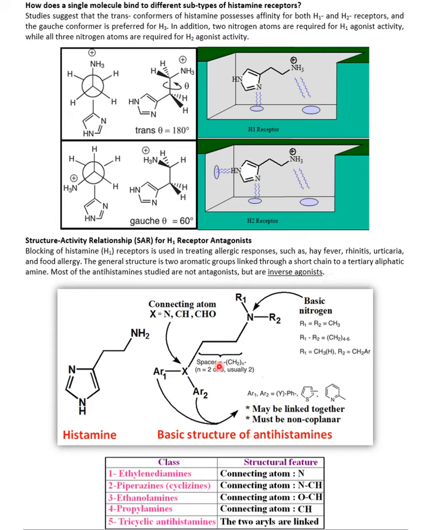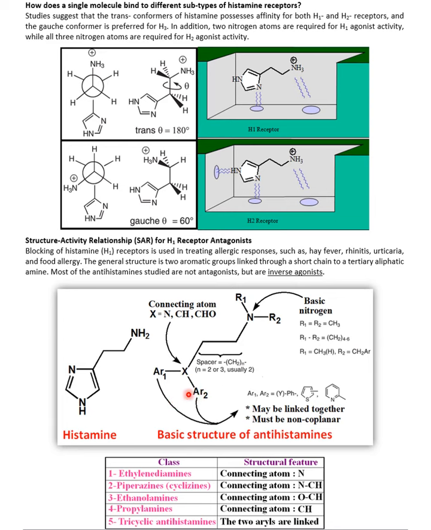So now let's talk about the basic structure for the antihistamine. The general structure for the antihistamine is basically composed of two aromatic groups connected through a link to a tertiary amine. Now these aromatic groups could be a phenyl group, a thienyl group, or a pyridyl group, and they can be linked together. Basically, you could have an aromatic ring and another aromatic ring.